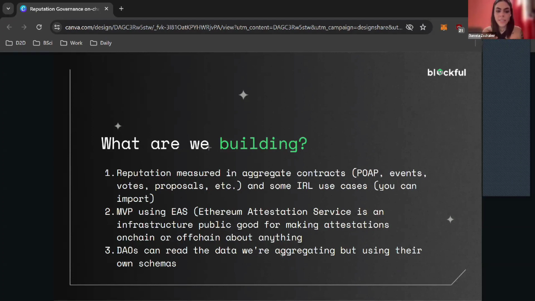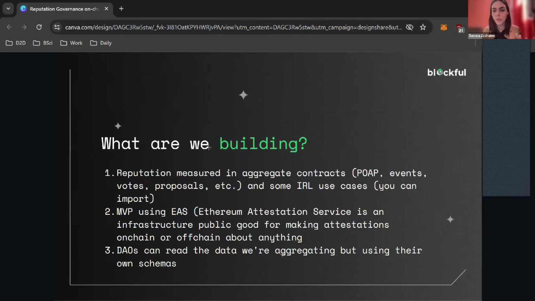And DAOs can read the data we're aggregating, but using their own schemas. So the DAOs can create these schemas. Okay, we are going to consider reputation these and these, and they can also create scores. So POAPs, 5 points, events in real life, 2 points, bug hunts, 10 points, and they can create these schemas, and we are going to aggregate it so they can connect and use what we are aggregating. So we are not worried about defining what reputation is, because this is a philosophical problem that we don't want right now.